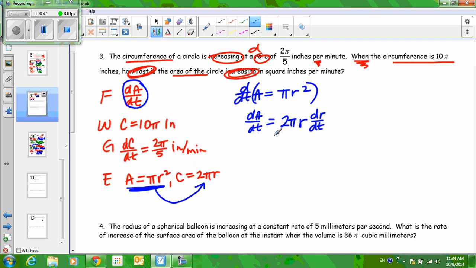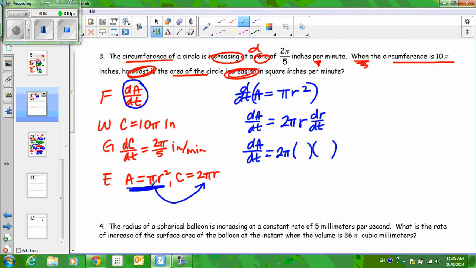So, I'm looking for dA over dt. What you're hoping is that all of this other stuff worked out like it did in the other problems. Well, here's the deal. I don't know r. R wasn't given. And I don't know dr.